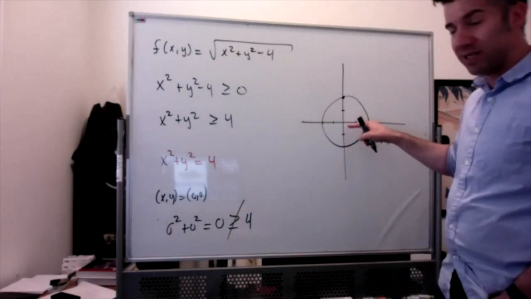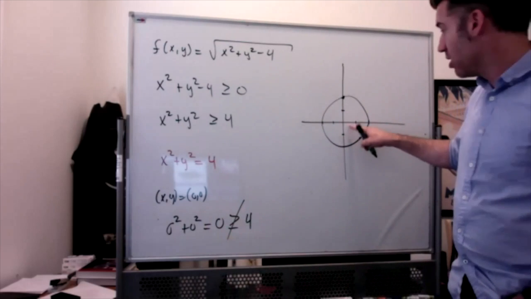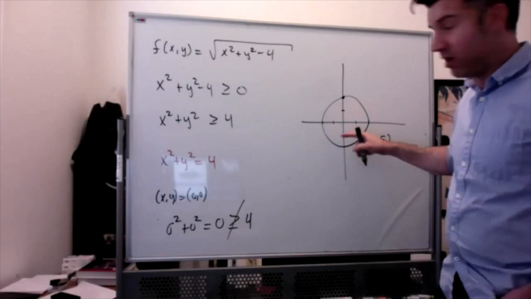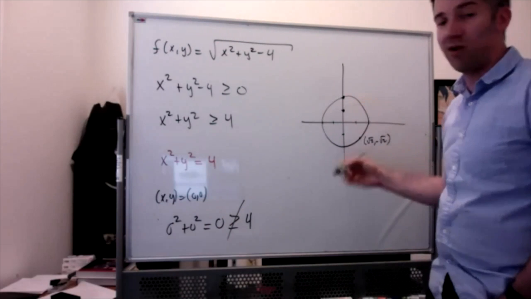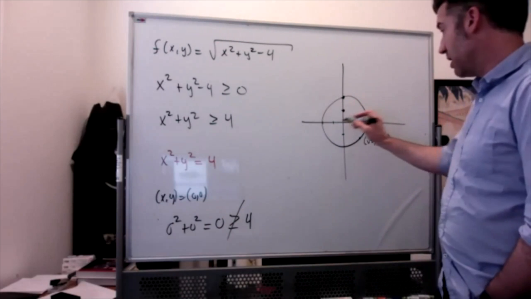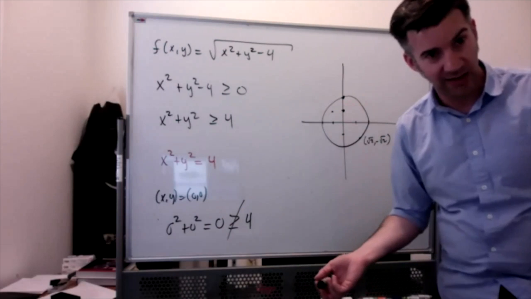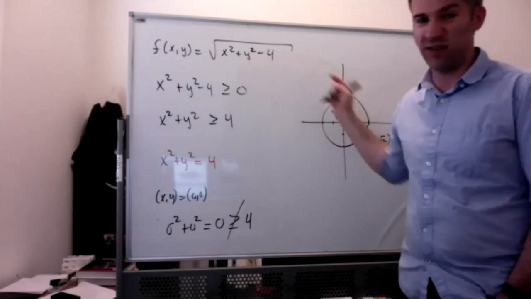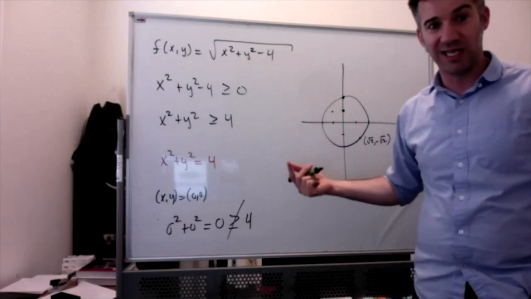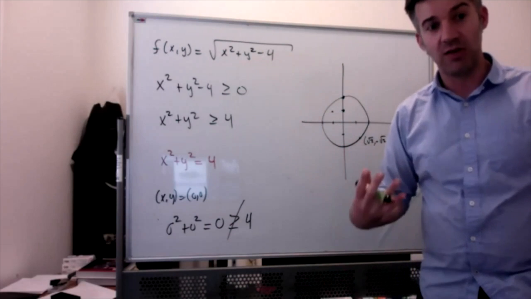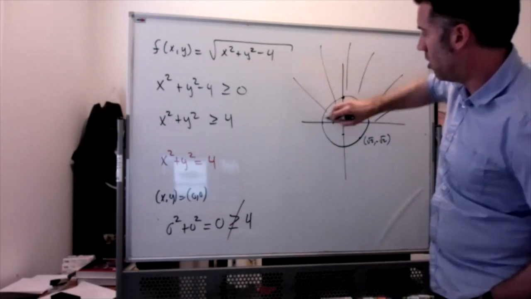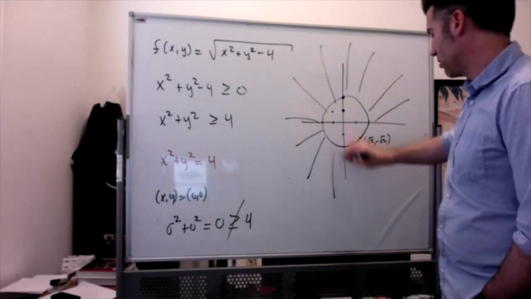So since this point doesn't satisfy the inequality, all the points inside the circle don't satisfy the inequality, right? You can pick another point, (0, 1) also doesn't satisfy it. Negative 1, 1 also doesn't satisfy it. Any point inside the circle does not satisfy this inequality, which means all the points inside the circle are not in the domain. So the domain here is all of this stuff out here.